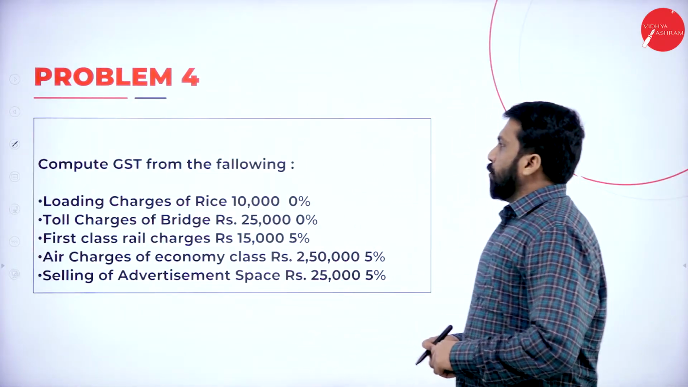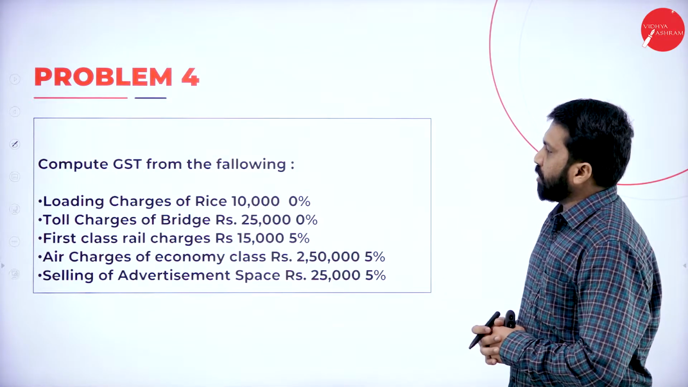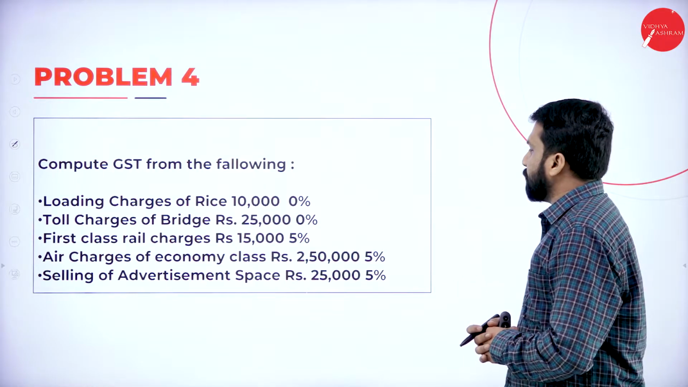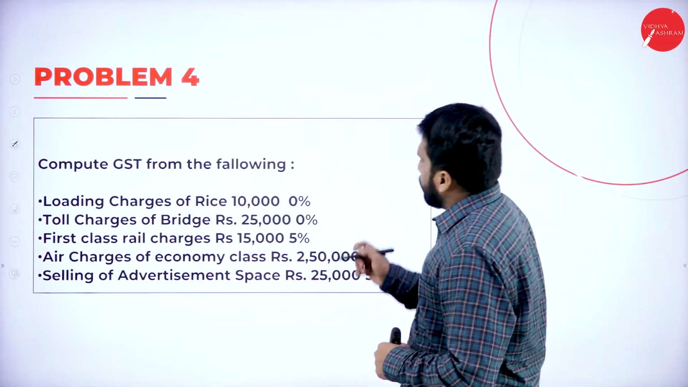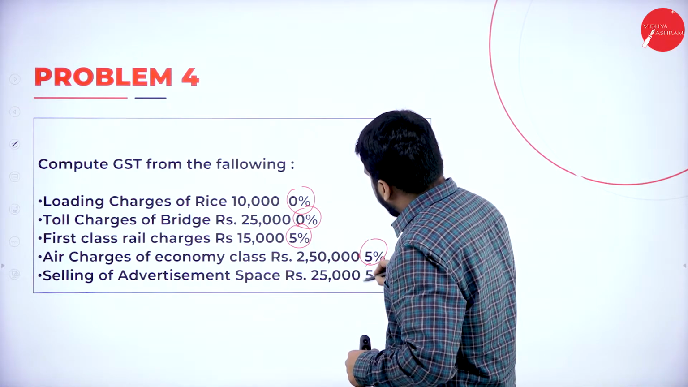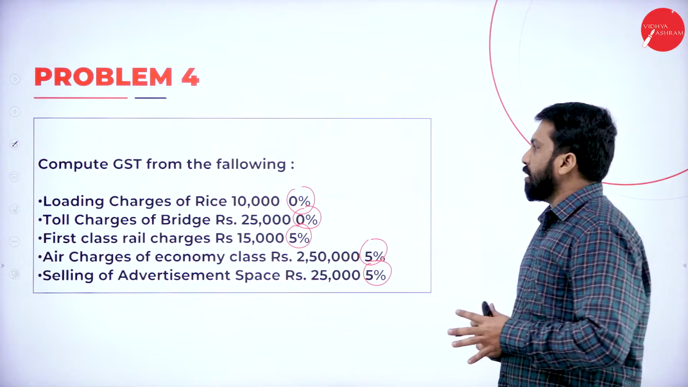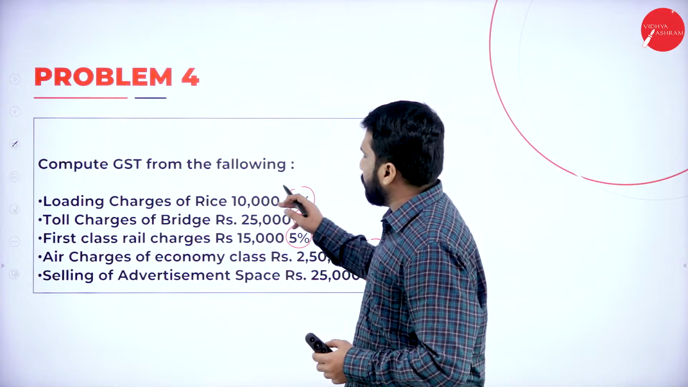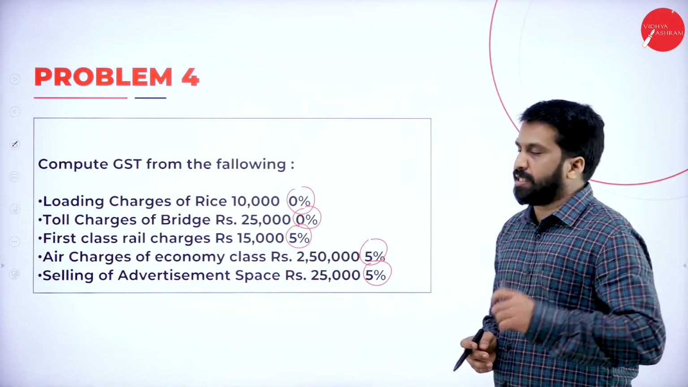Your problem number 1, compute GST from the following: loading charges, toll charges, first class rail charges, air charges economy class, selling of advertisement space, etc. These are the charges we have. Now, see, these are the percentages: 0%, 0, 5%, 5%, 5%. Now, loading charges comes under 0. Why? Because the rice what you load, for that whatever charges happen, that will be zero tax. Toll charges for bridge, again it is zero.